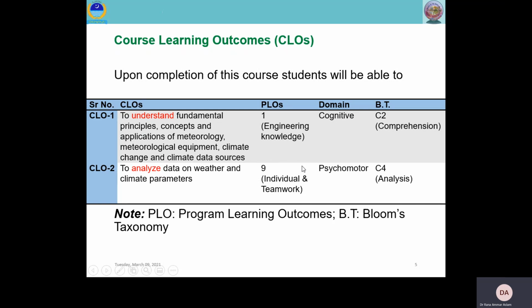Since the practical work involves field visits, some of the tasks or practicals you will perform individually, and some of those will involve teamwork, right? So that's why the second PLO is individual and teamwork, and it covers the domain of psychomotor. Psychomotor means it involves hands-on training or practice, where you will be able to use the learned skills and apply those skills, right? So this involves handwork, and the first CLO or PLO involves the cognitive or knowledge domain, right? So these are the two CLOs and PLOs you will achieve through this course.